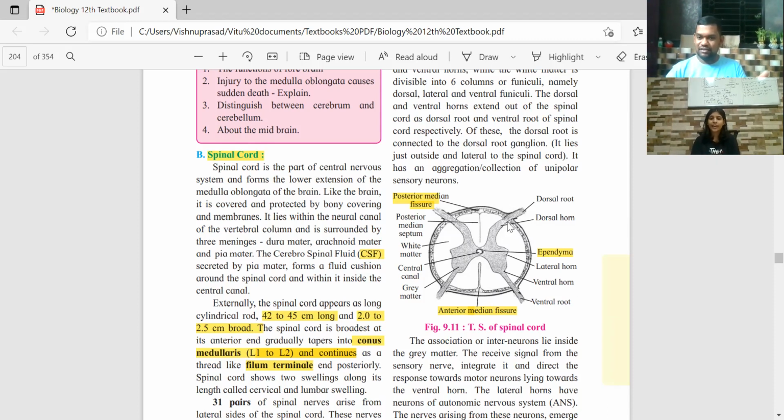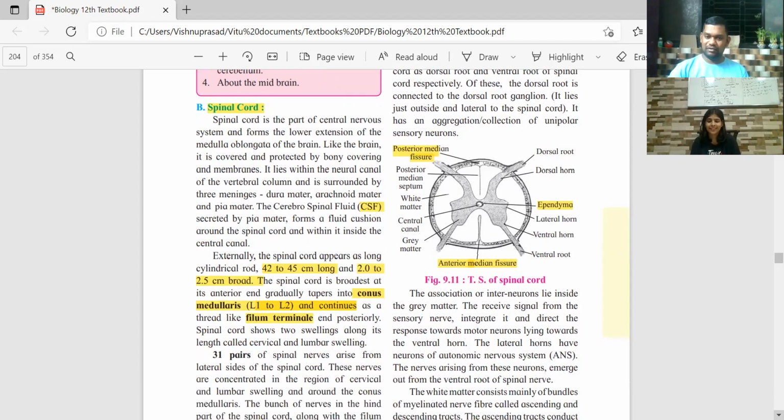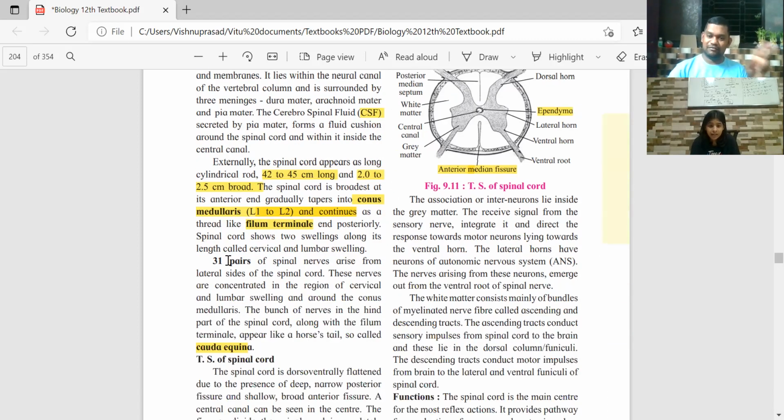On one side is one spinal nerve, on the other side is the other spinal nerve. So at each portion, one pair of spinal nerves is given out. Along the entire length of the spinal cord, there are 31 pairs of spinal nerves. We will see that in detail in the PNS. Is it clear?